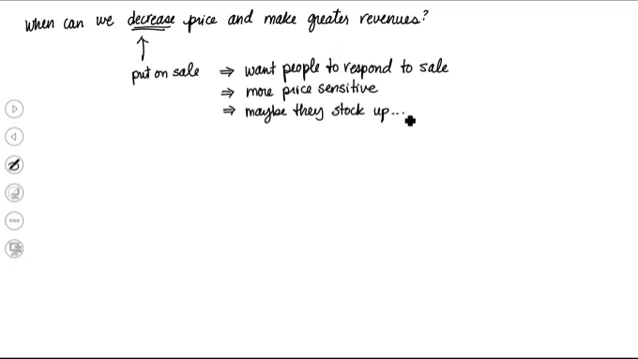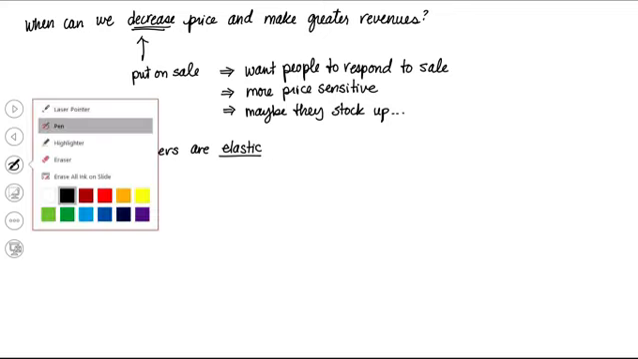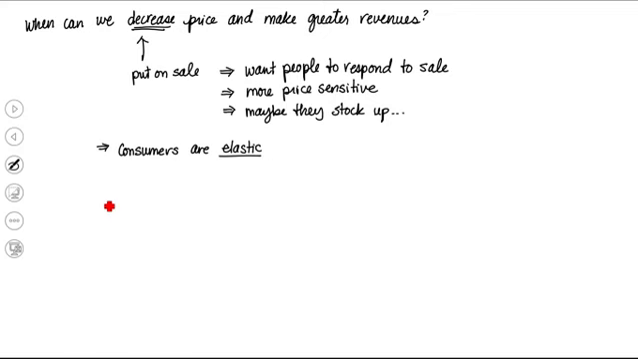So what kind of consumers are we describing here, folks? What kind of consumers are we describing? We're describing elastic consumers. Now, let's again look at the equation and the math so that we can see why this is the case.